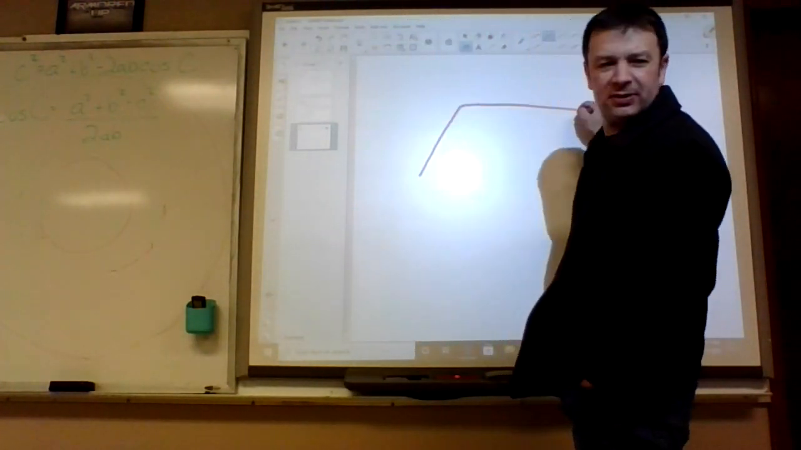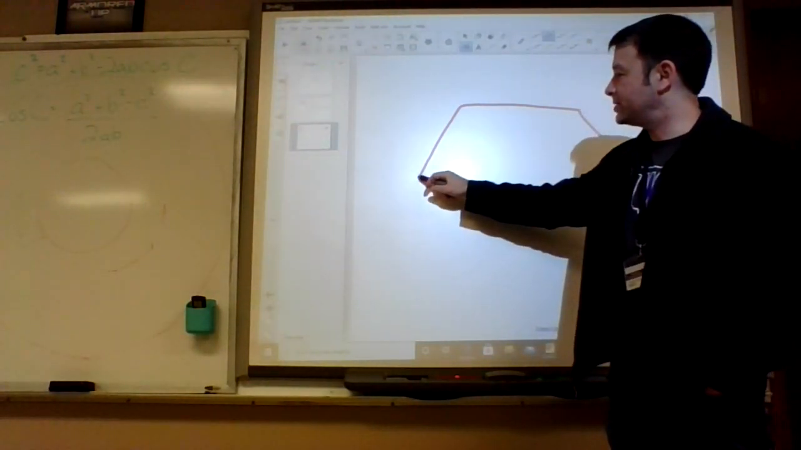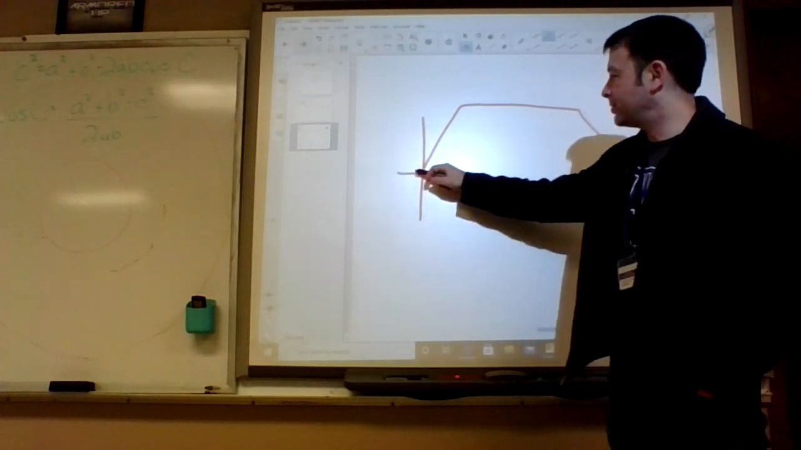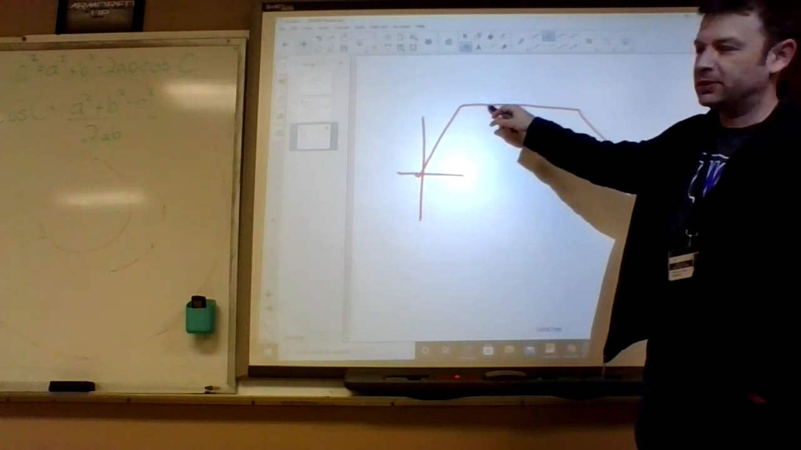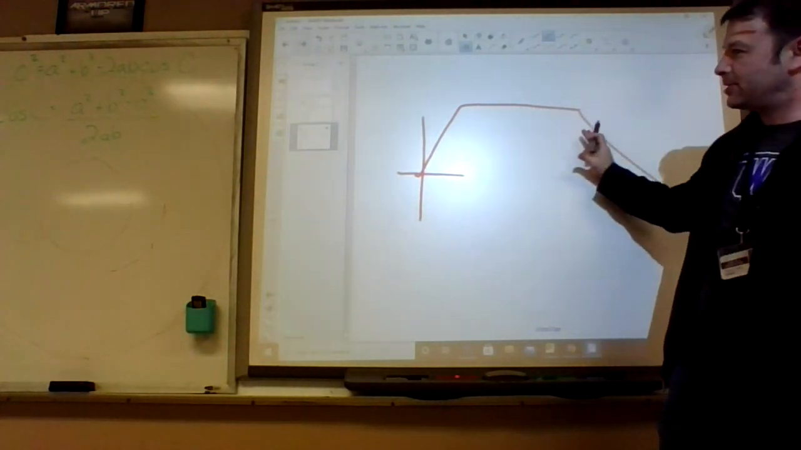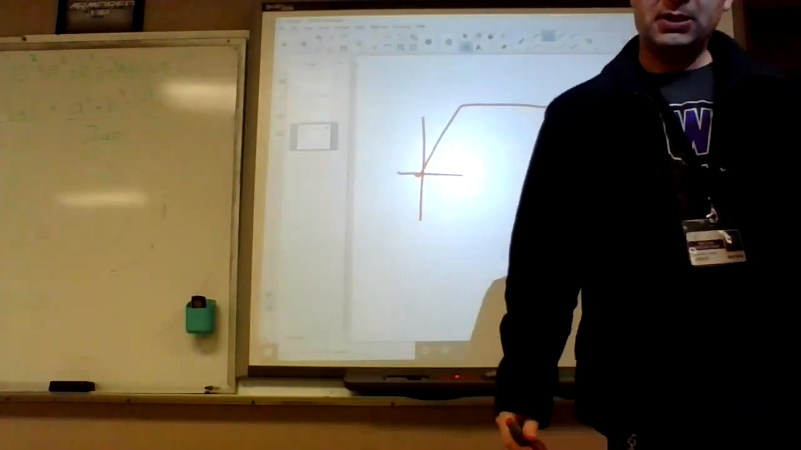So the picture looks kind of like that. Right here, the function is equal to 0, and then it goes up to 2, and then it stays at 2, and then it drops down to 1. So the value of the function changes as the x value is changing.